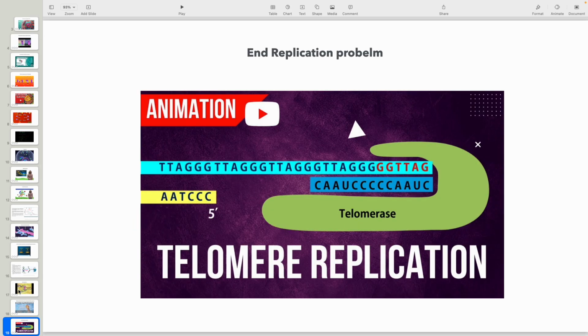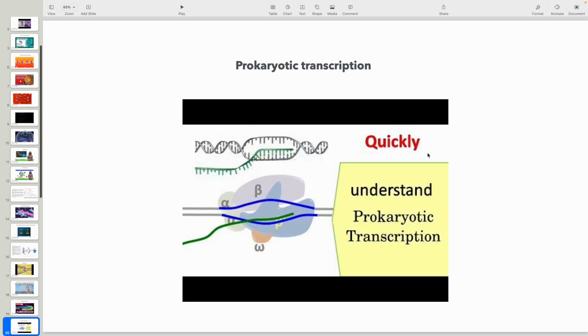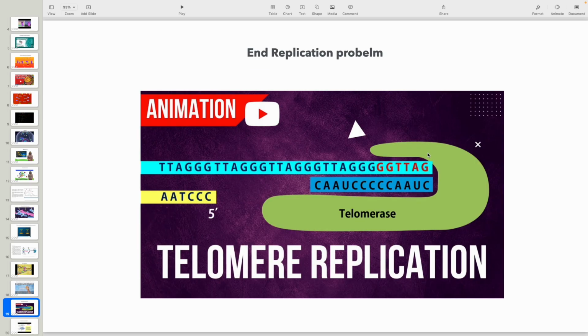Then we have the end replication problem, especially in eukaryotic replication. Then we have prokaryotic transcription. Yes? Ma'am, telomere replication, the previous slide. Yes, we will go through this.